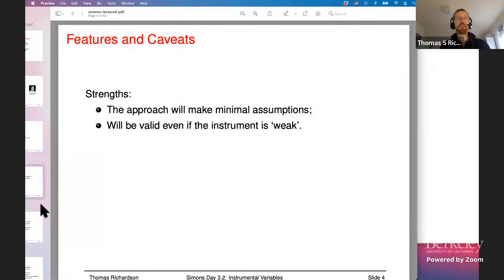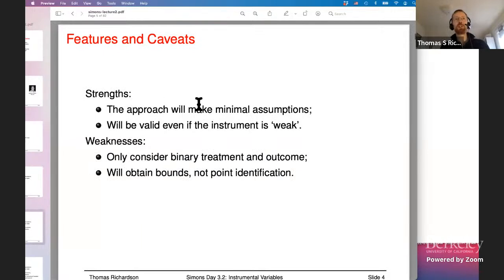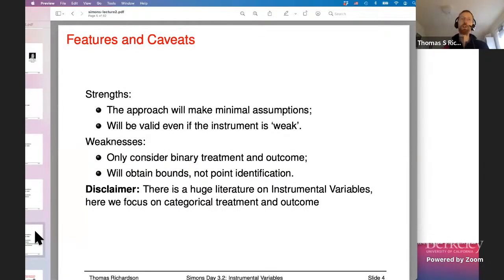So I should also give you some caveats here, especially if you're coming from econometrics. This is like a question that got asked at the last session. The approach I'm describing will make minimal assumptions, and it will be valid even if the instrument is weak, if you've heard of what that is. If you don't know what it is, don't worry. But it will only consider binary treatment and outcome, although there are some extensions, and it will also obtain bounds, not point identification. So, full disclosure, there's a huge literature on instrumental variables, and here I'm just focusing on categorical treatment and outcome.